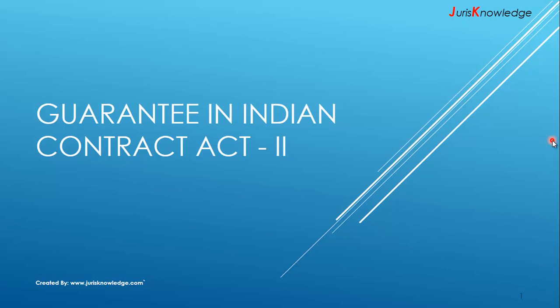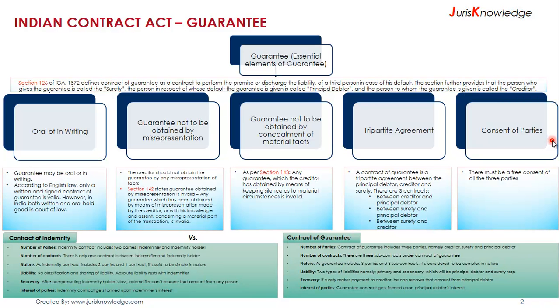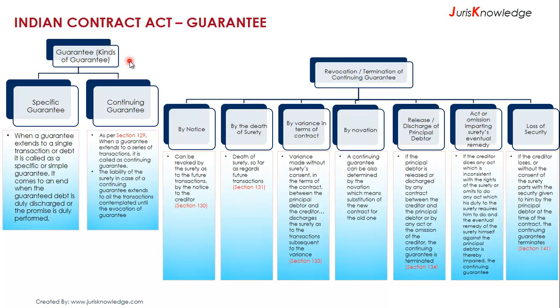So we have covered today the guarantee as per the Indian Contract Act. What are the essentials of the guarantee? Essential elements of a guarantee. What's the difference between contract of indemnity and contract of guarantee? We have looked at what are the two kinds of guarantee and what are the situations or scenarios in which the revocation or termination of a continuing guarantee can happen.